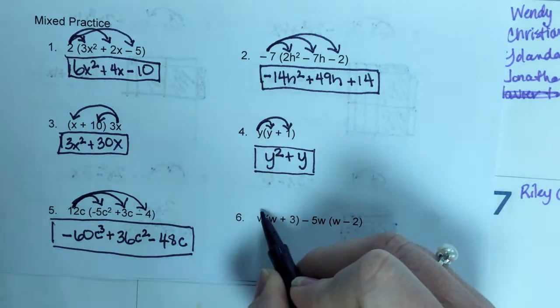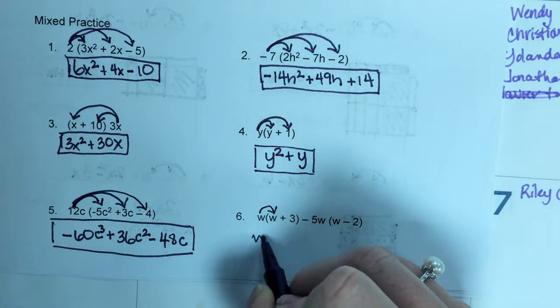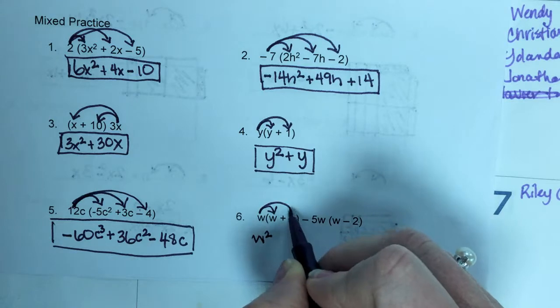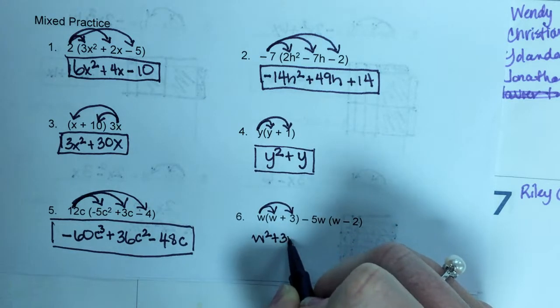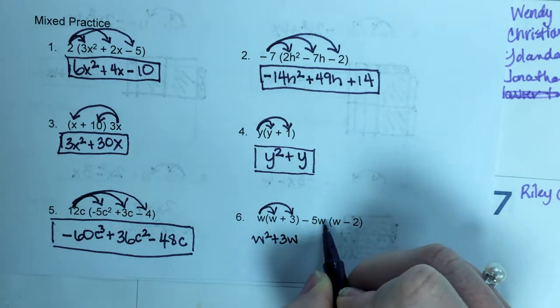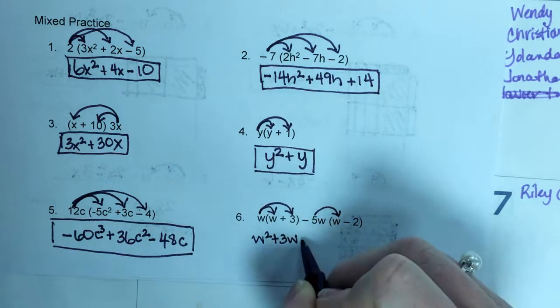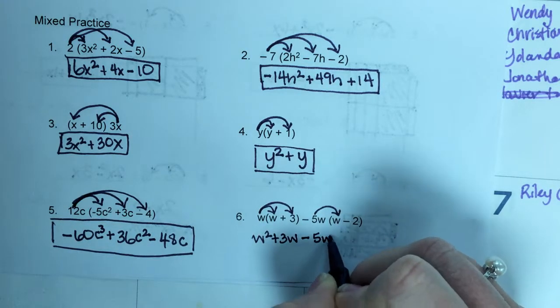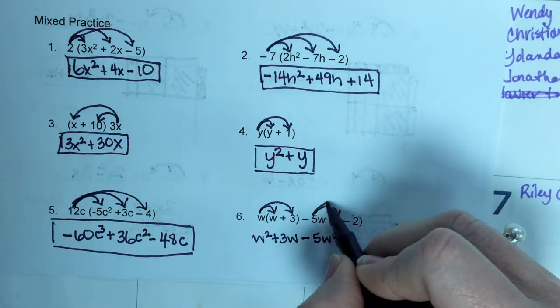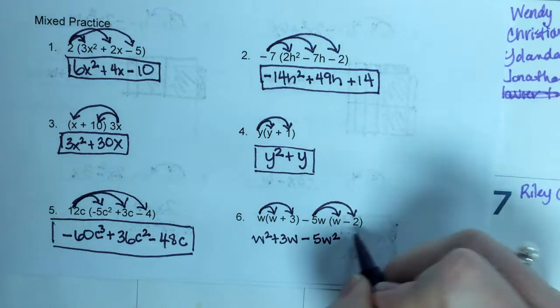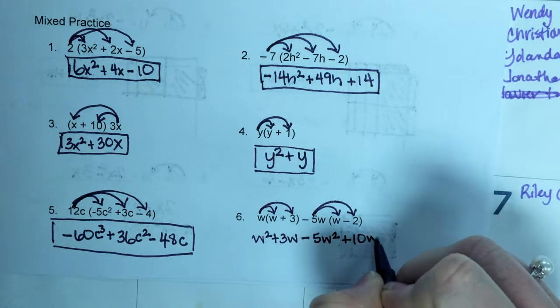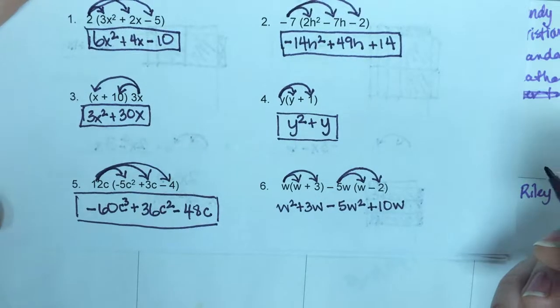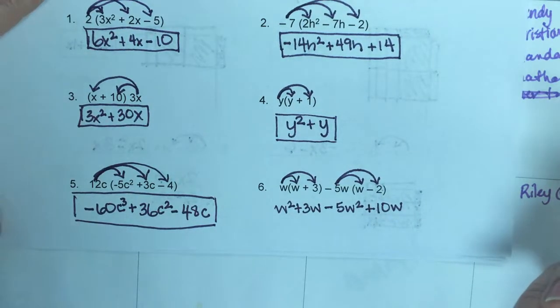So let's first start here. So w times w gives me w squared, and then w times 3 is just plus 3w. Now negative 5w times w gives me a negative 5w squared, and then negative 5w times negative 2 gives me a positive 10w. So now I'm going to combine my like terms.